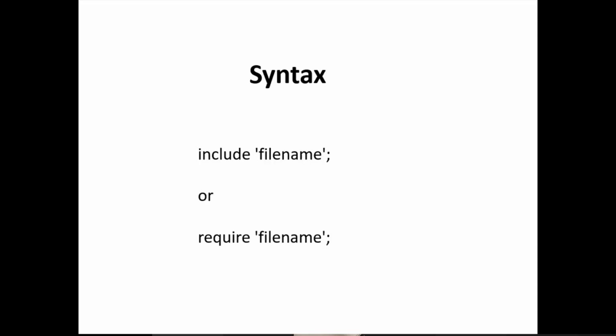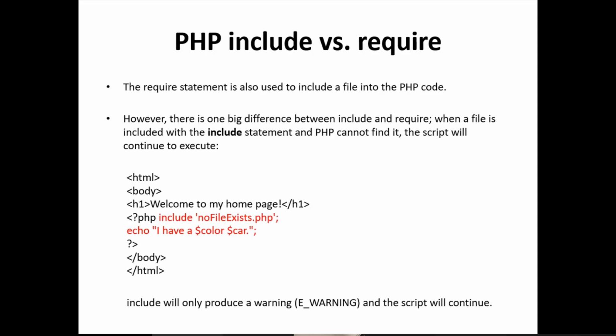The syntax is include space, in single quotes you write the file name followed by a semicolon, or you can use require, single quotes, the file name followed by a semicolon. So what is the difference between include and require then? The require statement is also used to include a file into the PHP code, but how are they different.